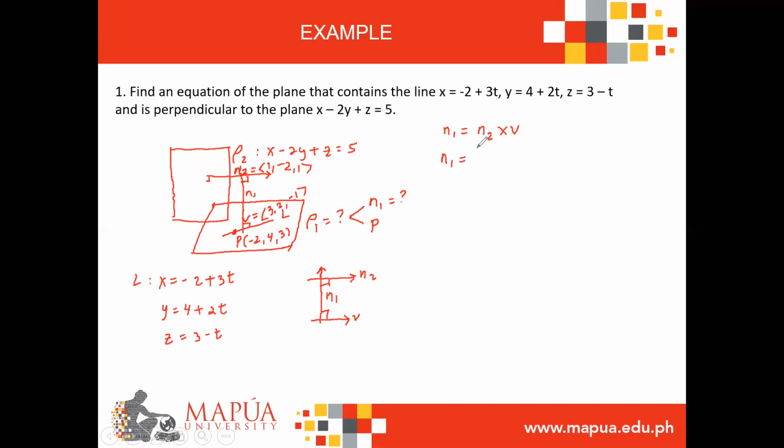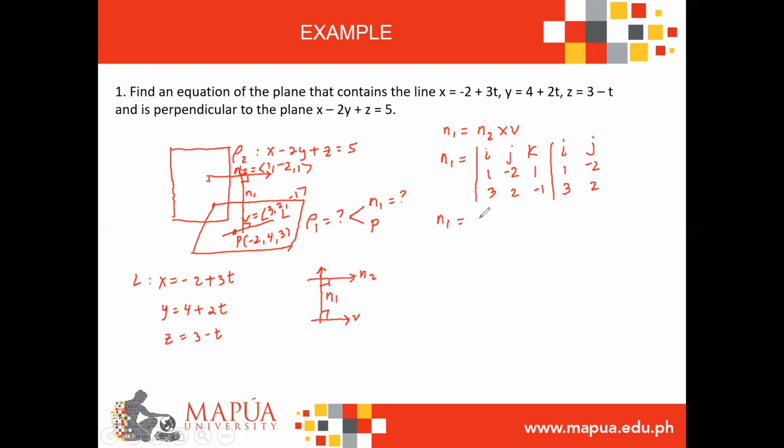So then we now form the matrix which has i, j, k as the first row. The second row will be N2 components, 1, negative 2, 1. And then vector V, we have the components 3, 2, negative 1. So which forms a 3 by 3 matrix. And using the basket method, we now have to copy the first two columns. So i, 1, 3, then j, negative 2, 2. So with that, we can now perform the multiplication.